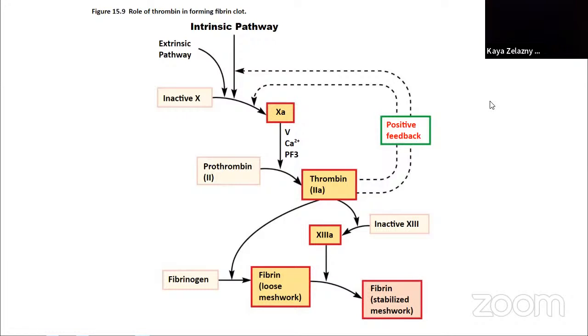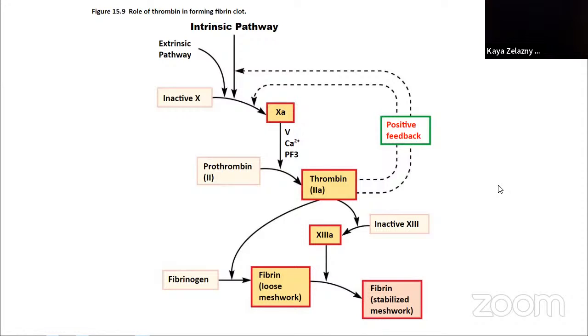So beyond asking you a little bit about how intrinsic and extrinsic pathways work and some of the components, I definitely will not be asking you about specific clotting factors involved with those pathways, although we will see that there are more of them. So the main important part is this. The most important part is the bottom and understanding the role of thrombin. This is also a positive feedback loop.